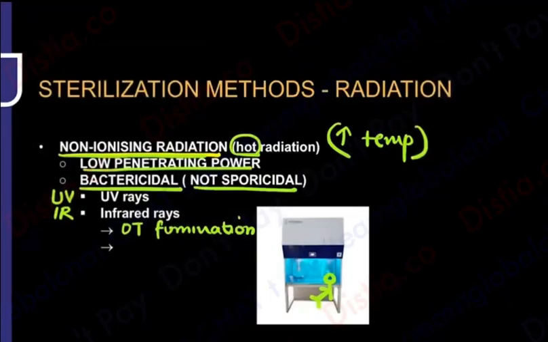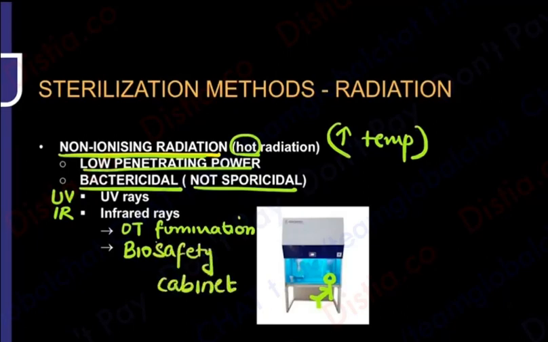He will get infected. Everyone around him will get infected. So this is known as a biosafety cabinet. This is inside what a microbiologist sits. So that is why you've kept it under ultraviolet lights for sterilization.